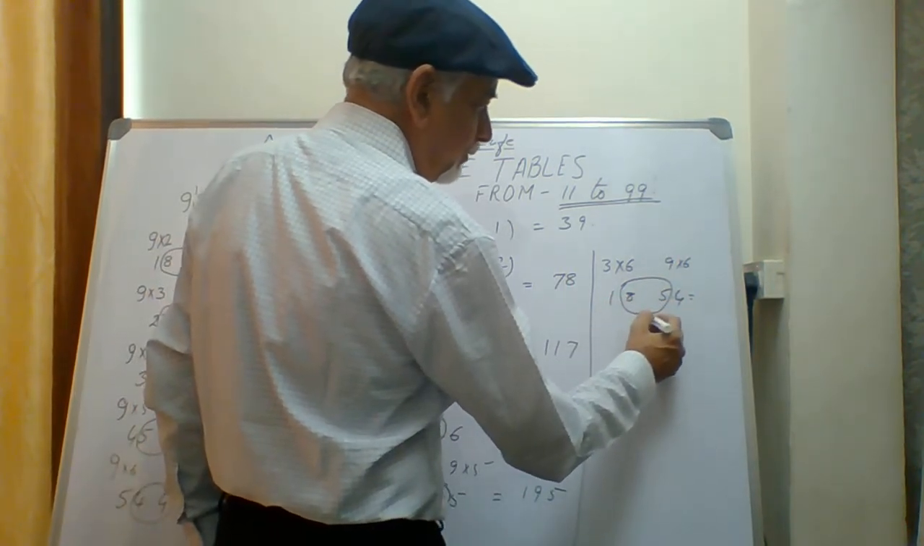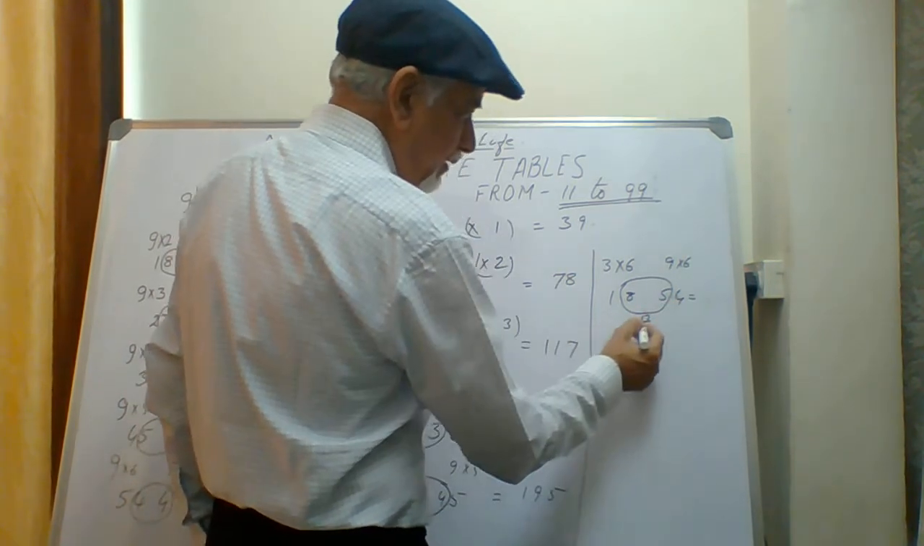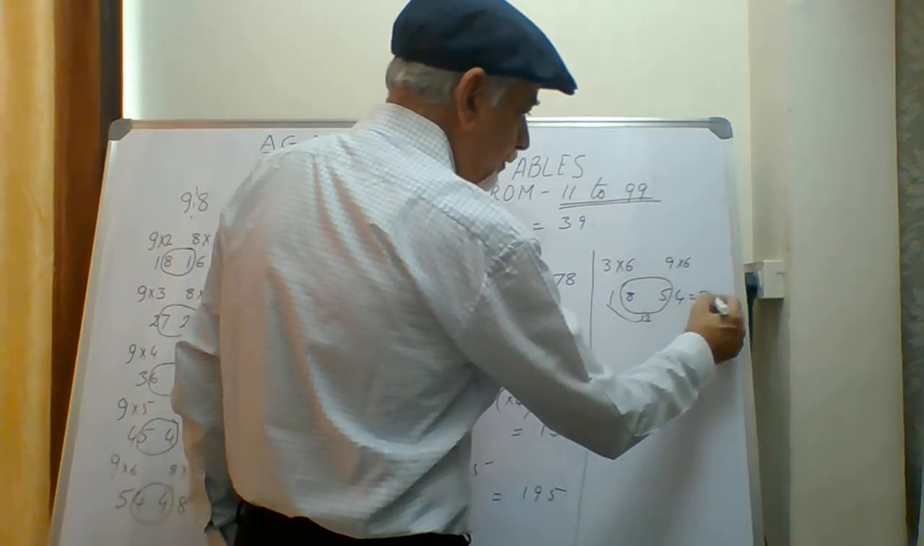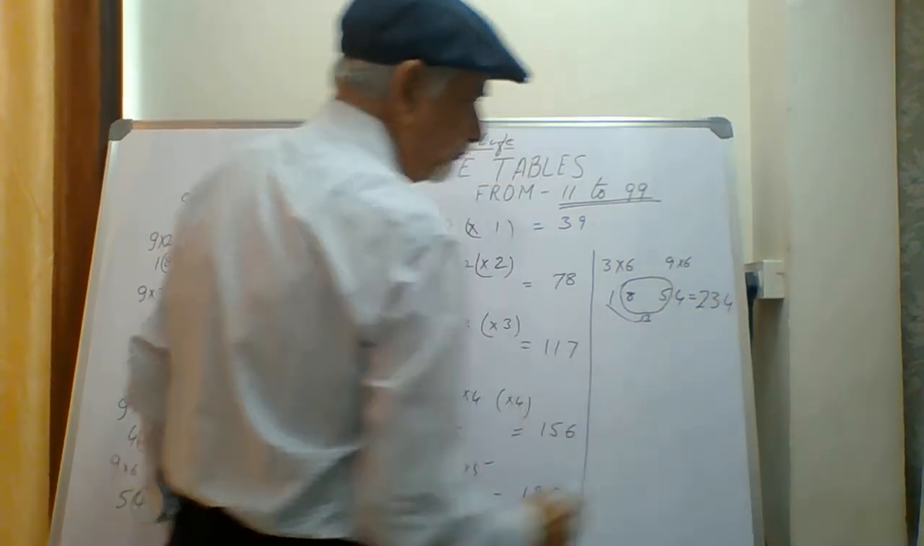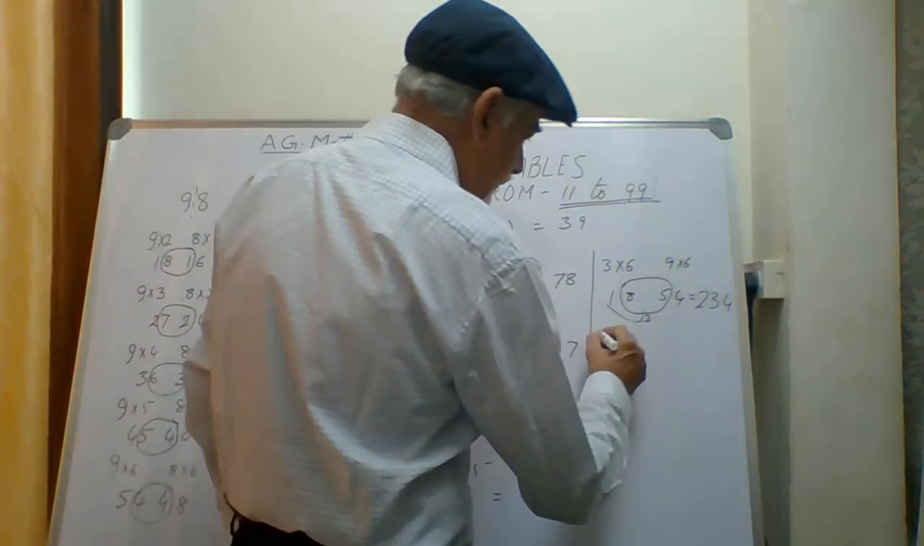So what will I do? I cannot write 1, 1, 3 and 4. That is not coming here. So this one will go with this. So this will become 2, 3 and 4. Understood? Similarly, go for the seventh stage.